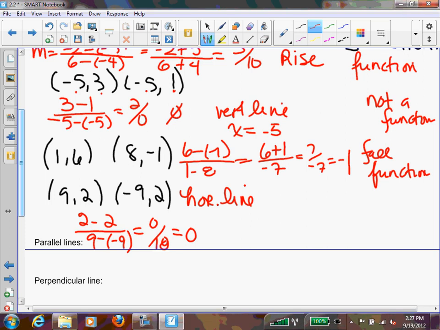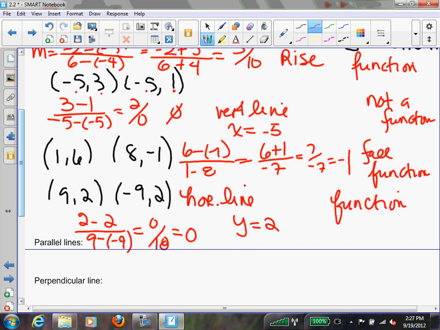It's a horizontal line. If I asked for the equation, what would your equation be? Nope. Come on. What's the equation? This one up here was x equals negative 5. What's this one going to be? Y equals 2, because that's what a horizontal line is, right? Y equals some value. Is it a function? It is a function. Why is it a function? The y's repeat, and that's okay, right? It's just the x can't.